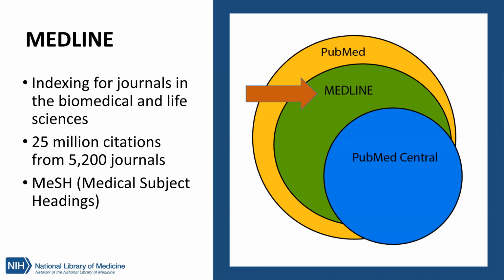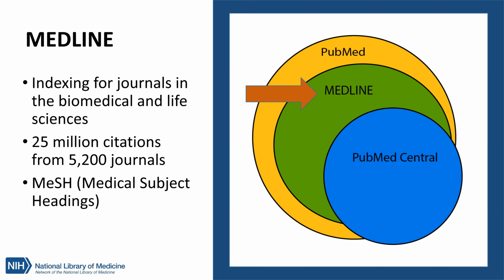Medline is the indexing that's applied to a specific subset of journals within PubMed. Journals are selected for Medline based on a recommendation of an NIH chartered advisory committee. And these are really medical journals specifically. There are 5,200 different journals indexed in Medline.